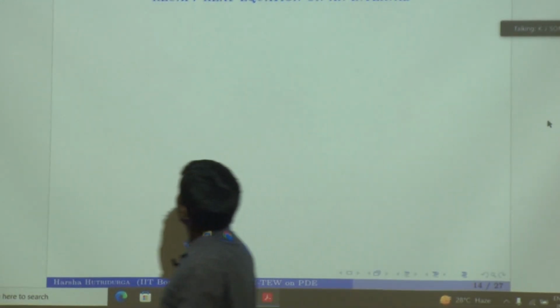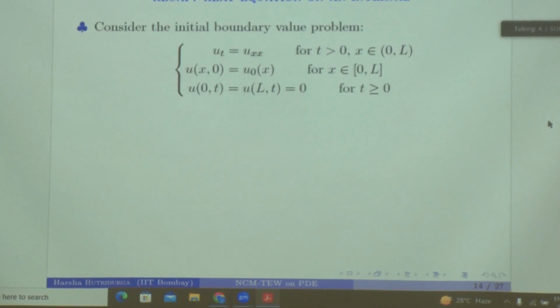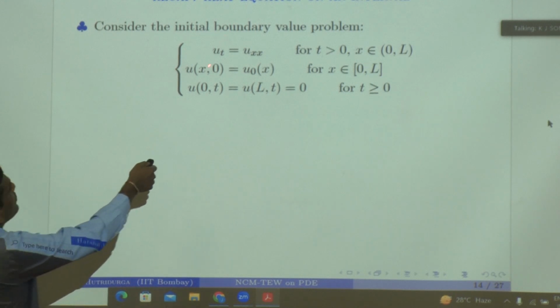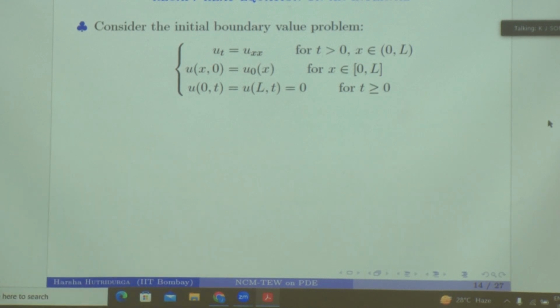Okay. Now we want to just revisit the heat equation on an interval that you guys have studied. Okay, and a series. Okay. So this is the initial value problem for the heat equation, because you see there is a u_t here, not u_tt.